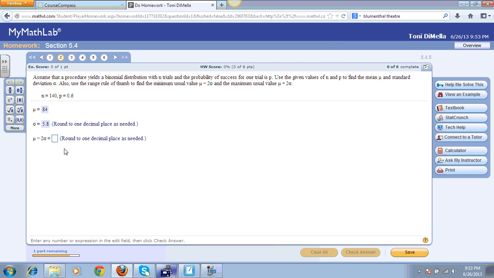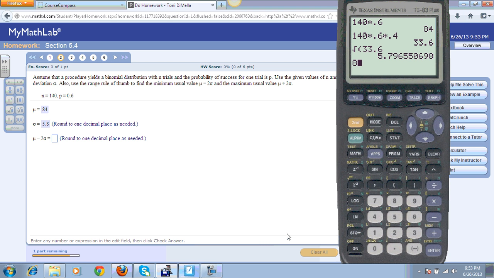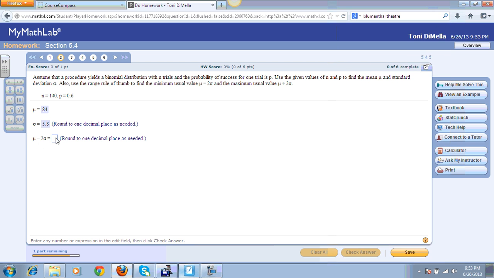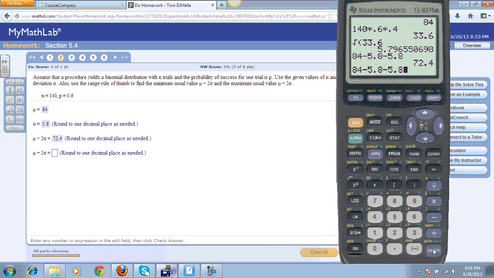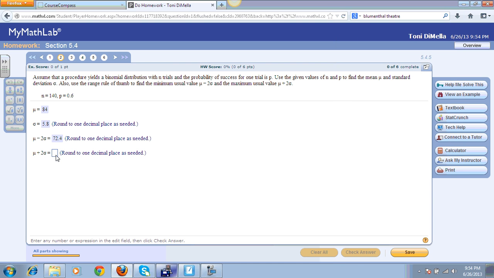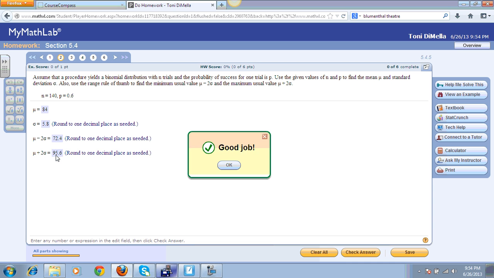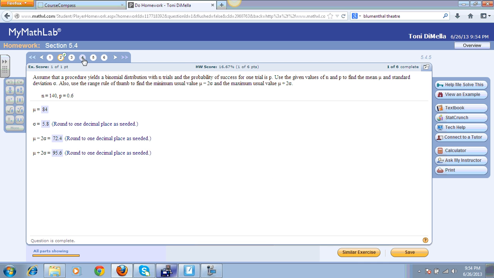Now that you have that, you can say, okay, I have my average. I can say what would be the value for 2 standard deviations down, and what would be the high end for 2 standard deviations up. 95.6. That's really pretty much it. It's really not so bad.